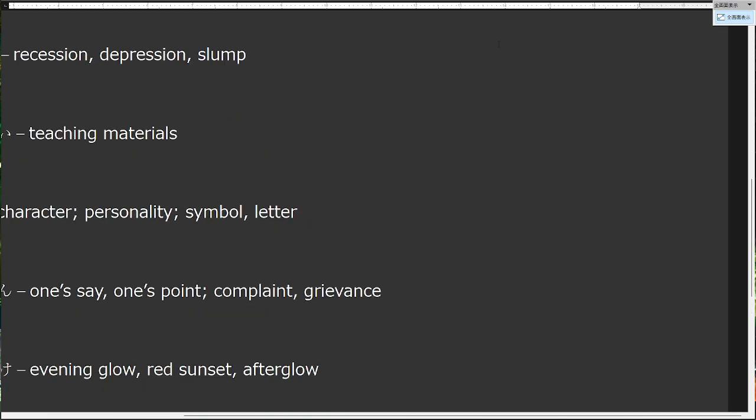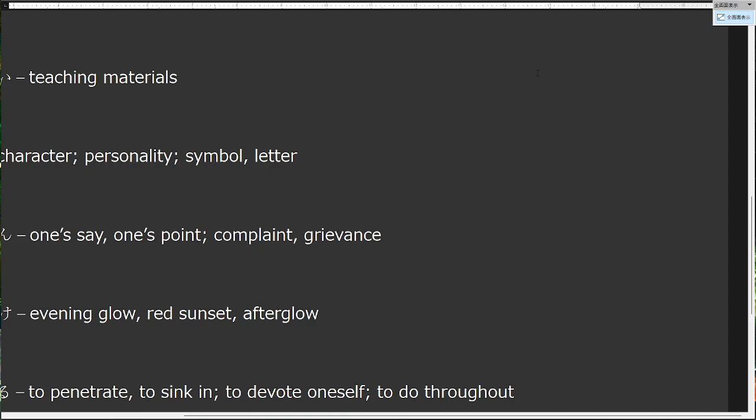A recession, depression, or slump is fukyo. Fu on the left side for not or bad, and kyo on the right side for a condition or situation. A fukyo is a slumpy situation. Teaching materials are kyozai. This one's a direct literal translation. Kyo on the left side for teaching, and zai on the right side for materials.